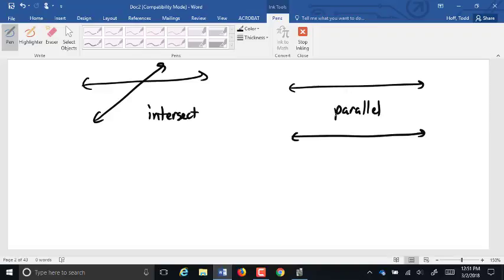But that's when we're restricted to two dimensions. On a flat piece of paper, just saying that two lines never intersect is enough to know that they're parallel. The only way they can never intersect is if they're parallel. But in three dimensions, that's not strong enough.